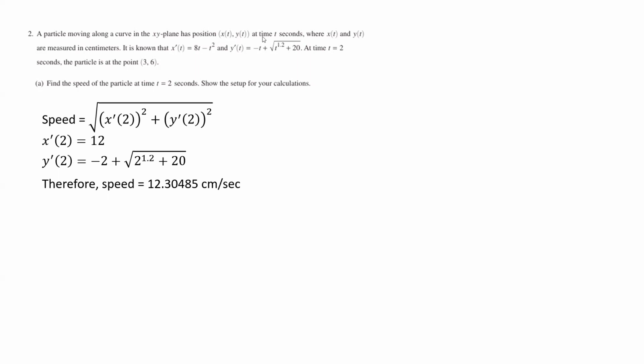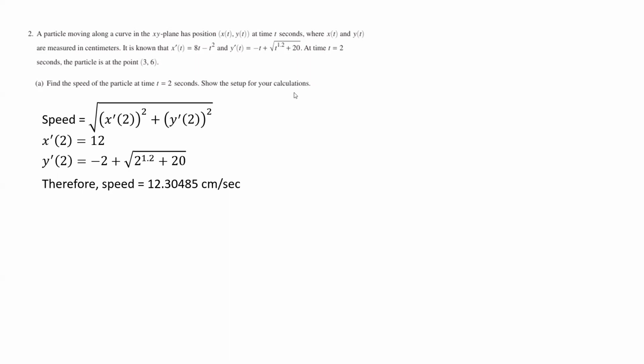y of t at time t seconds, where x of t and y of t are measured in centimeters. It is known that x prime is this, y prime is this. At time t equals 2 seconds, the particle is at the point (3, 6). Find the speed of the particle at time t equals 2 seconds. Show the setup for your calculations.